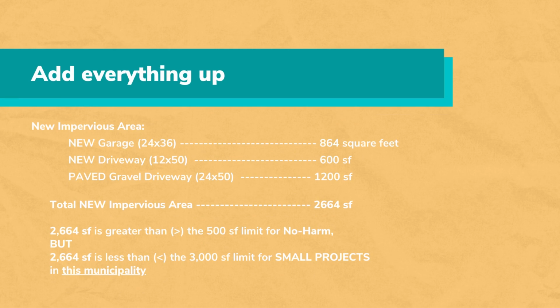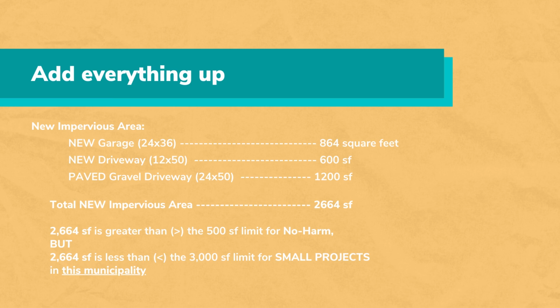To fill out the worksheet, you need to add everything up. Using the garage and driveway example we just showed, the numbers would look like this. The new garage, 24 feet by 36 feet, will be 864 square feet. The new driveway to the garage, 12 feet wide by 50 foot long, is 600 square feet, and an existing gravel driveway, newly paved, 24 feet wide by 50 foot long, would be 1,200 square feet. The total new impervious area equals 2,664 square feet.